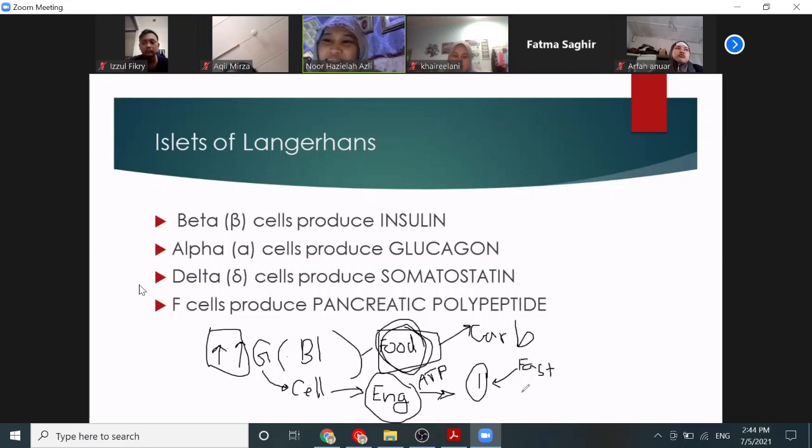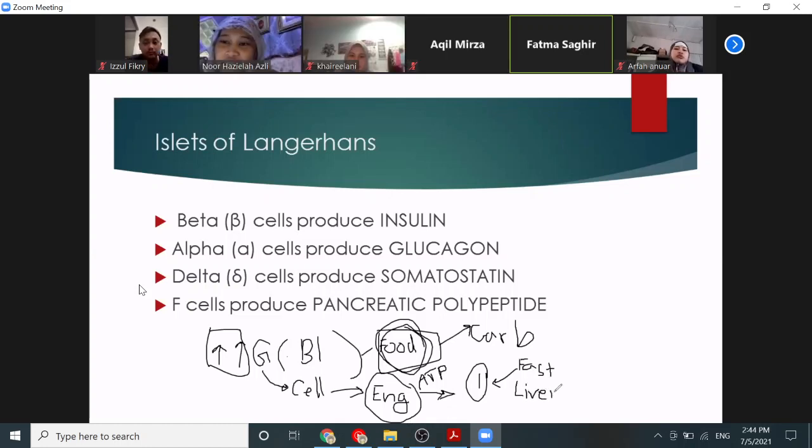We have storage in the liver. Where? Liver. Yes, very good. So how do we get the glucose from the liver? Okay, let me try with Akil Misra. Are you agree with Hazila?